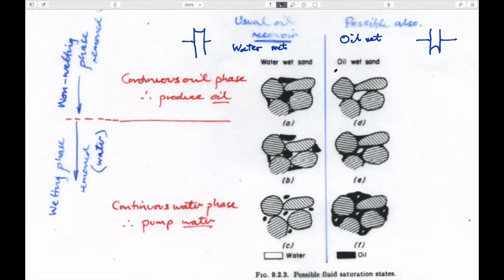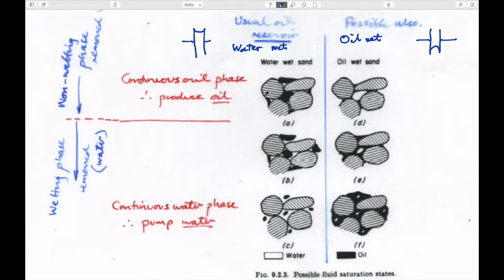Oil wet. And they look very different. So the picture you're looking at here shows some grains in these stippled portions, which are quartz. Oil is black, and water is white. So stippled are the grains, oil is black, water is white.